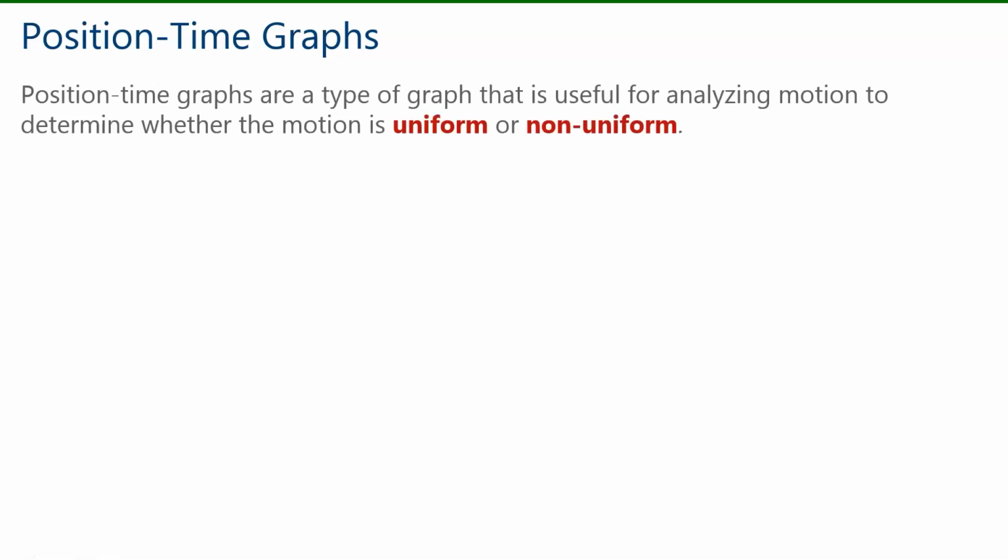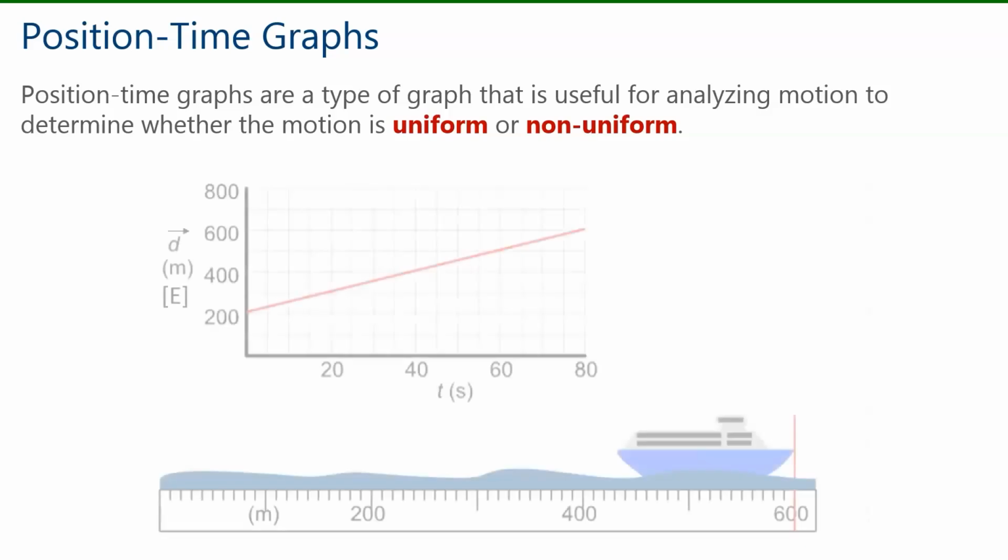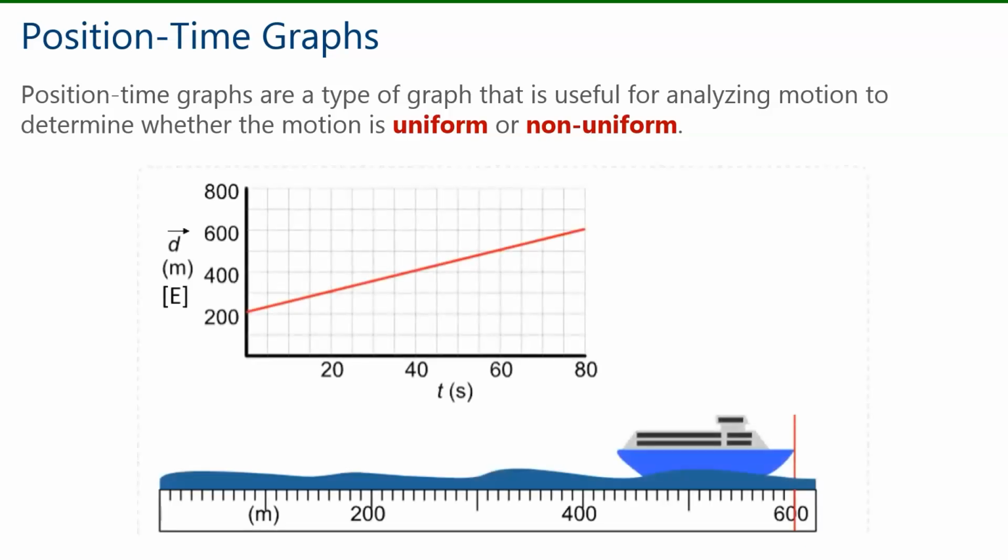Position time graphs are a type of graph that is useful for analyzing motion to determine whether the motion is uniform or non-uniform. The position time graph below is an example of uniform motion. We'll talk more about interpreting uniform or non-uniform motion on position time graphs in a later video.